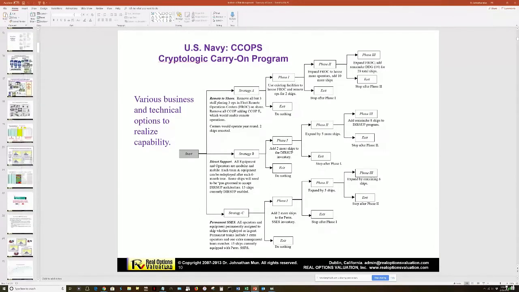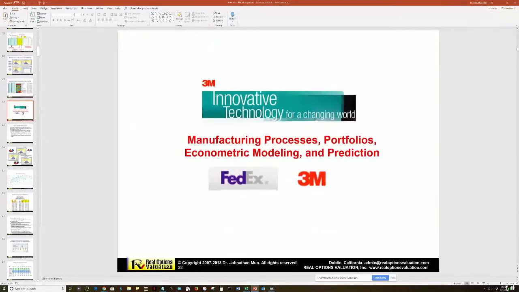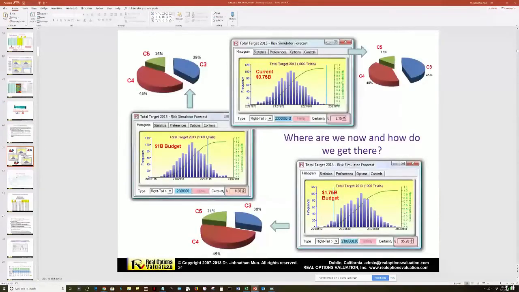So, how does that actually work for you? There's also a bunch of other applications here. This is an example of FedEx and 3M. 3M has hundreds, if not thousands, of different products out there. The one that we always talk about is sticky notes, but clearly they have a lot more than sticky notes. Their issue was to figure out the probability that 3M would be able to hit their budget.